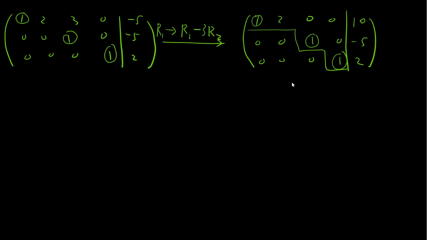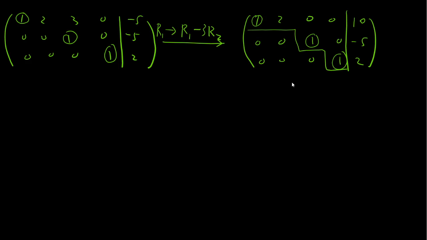Altogether, we have 3 cases. A system can have no solutions. A system can have a unique solution. A system can have many solutions, infinitely many solutions. This has to be the case. The system has infinitely many solutions.